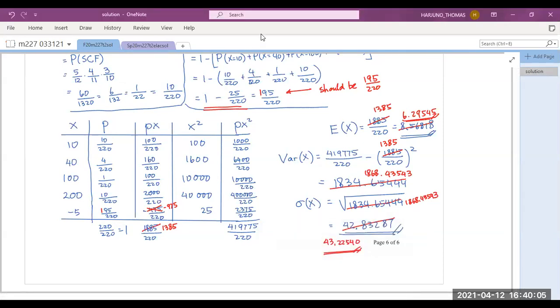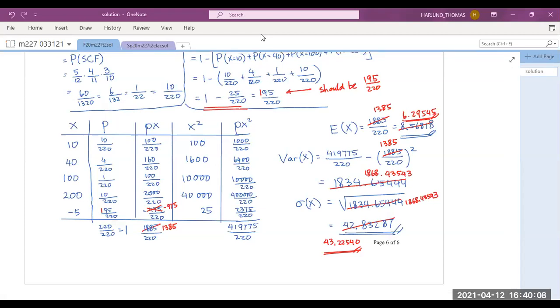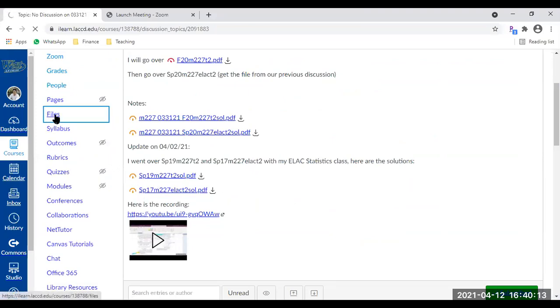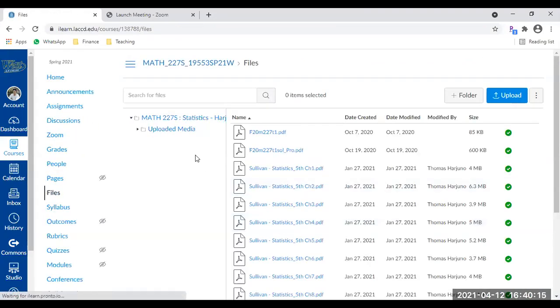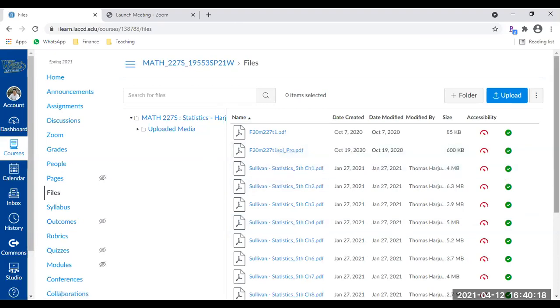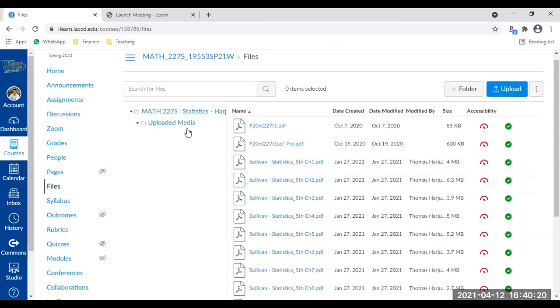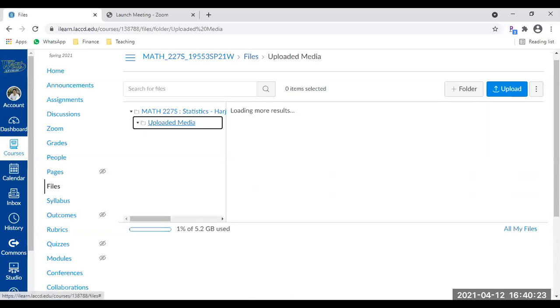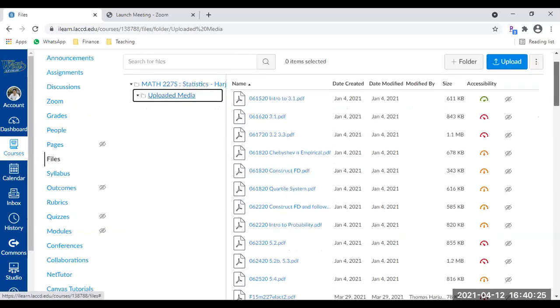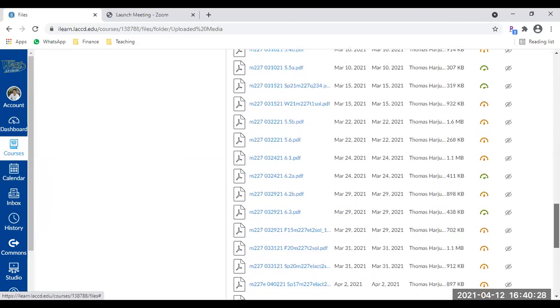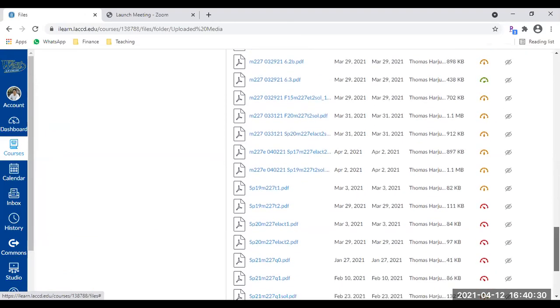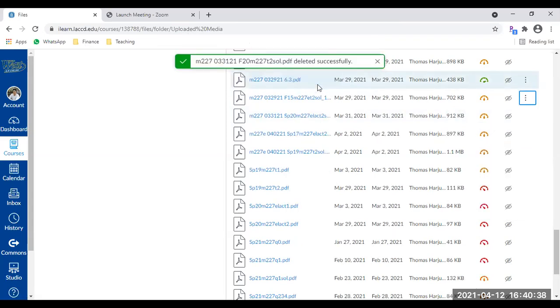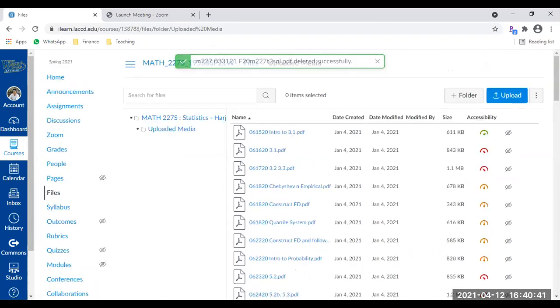Let me upload it again. Let me show you what will happen. So I need to go to my file folders and then delete that one. Oh, where's that? Not here. It should be here. It's fall 20 test 2 solution, huh? So I delete this first and upload the new file.